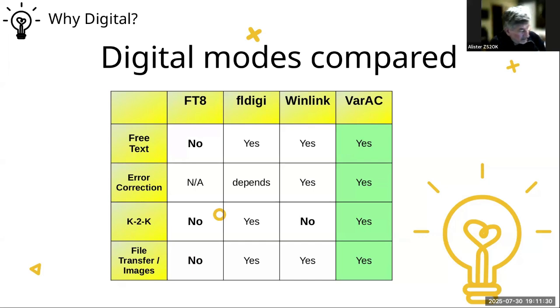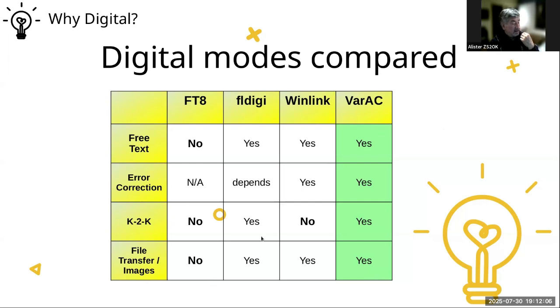Okay. This is a very simplistic table, just looking at the most basic aspects of digital modes: is it capable of doing free text? Can it do error correction? Is it possible to use it for keyboard-to-keyboard communications? And can it be used for file transfer or for sending images? I don't really want to go into detail with this one because we have a more detailed one coming up. But ultimately, we can see the very popular FT8 is in a class of its own, and you'll see in a moment why.